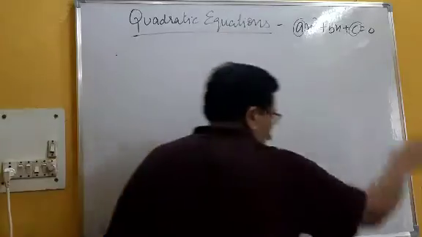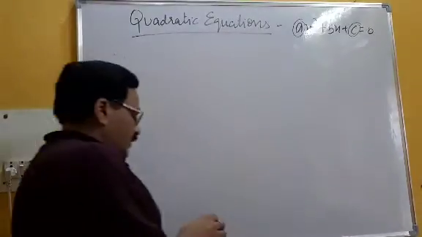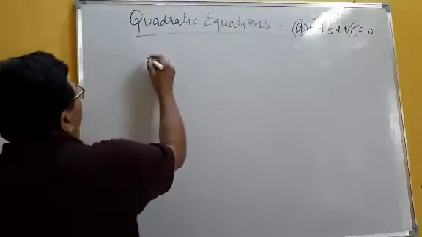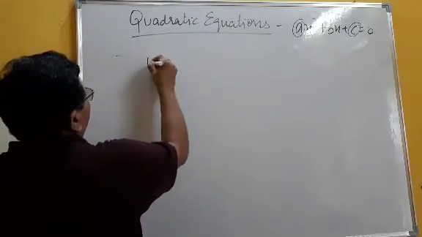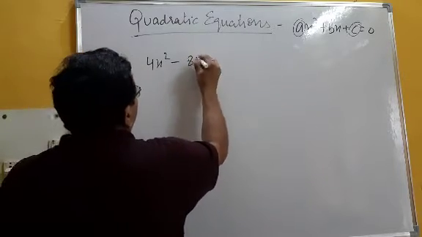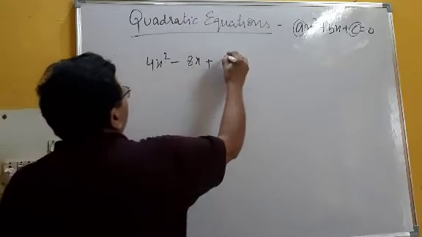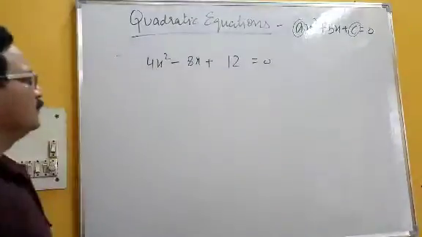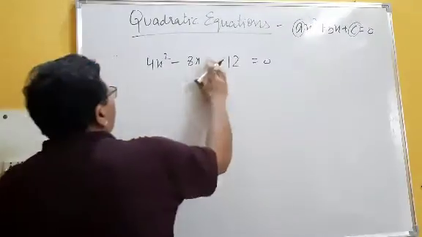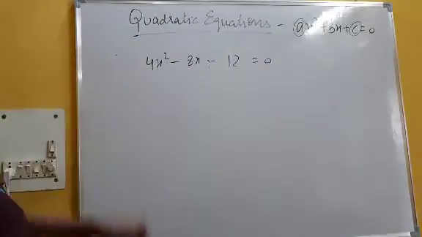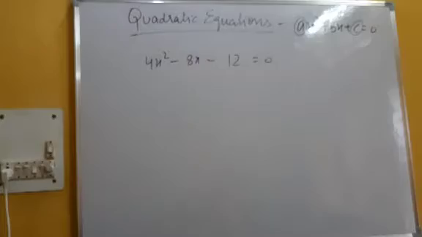By completion of square, then we come to the exercise. Completion of square. Suppose I am given 4x square minus 8x plus 12 equal to 0. Okay, I will make it minus 12 now. I have to find their solution.